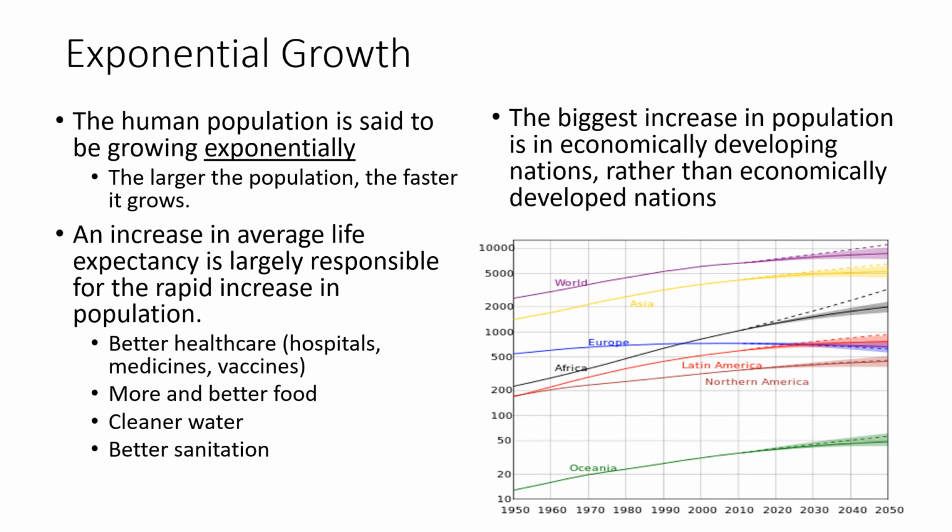So, like I said, human population is growing exponentially. So the larger the population, the faster it's going to grow. And why is this happening? Because there's an increase in average life expectancy, right? Better healthcare, better food, cleaner water, better sanitation. But like I said, the biggest increase in population are these developing nations.